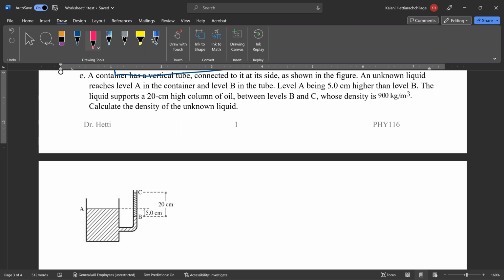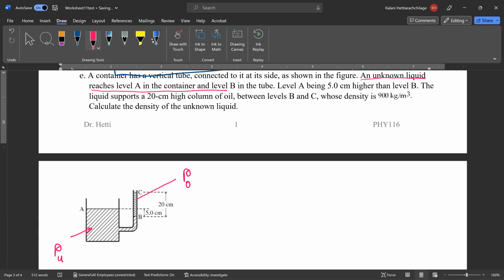Okay, so now connected to its side as shown in the figure. The liquid reaches level A in the container and B in the tube. Level A is 5 centimeters, so all the information is on the picture too. But it says you have to calculate the density of the unknown liquid. So you see that your unknown liquid is at level A in the container, right? So this is the unknown liquid. I'm going to say density unknown. Okay, so this material density is given, and it is oil, right? That density is given.